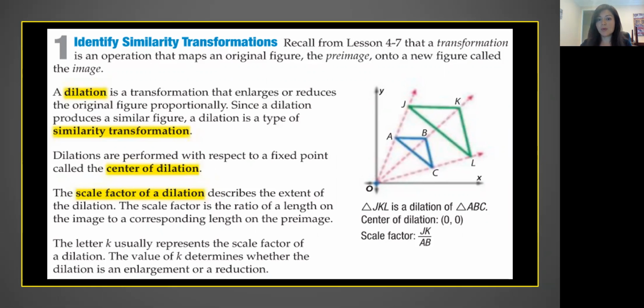And the scale factor, this is important, is a ratio of the length on the image to the corresponding length on the pre-image. Another way to say it is the new over the original. The pre-image is another way of saying the original image. The letter K usually represents the scale factor of a dilation. The value of K determines whether the dilation is an enlargement or a reduction. If it's greater than 1, it's going to be an enlargement. If it's less than 1, it's going to be a reduction.